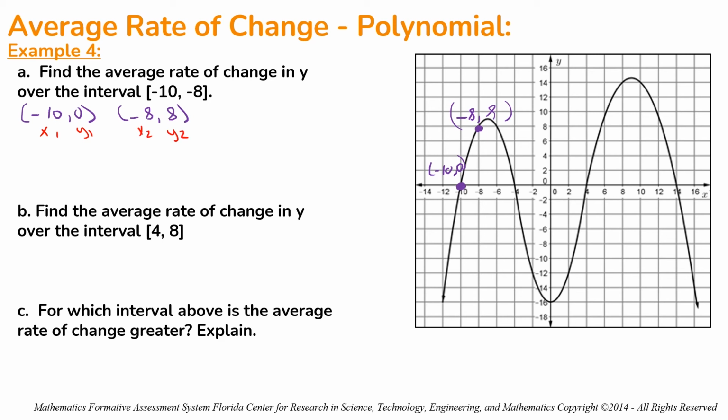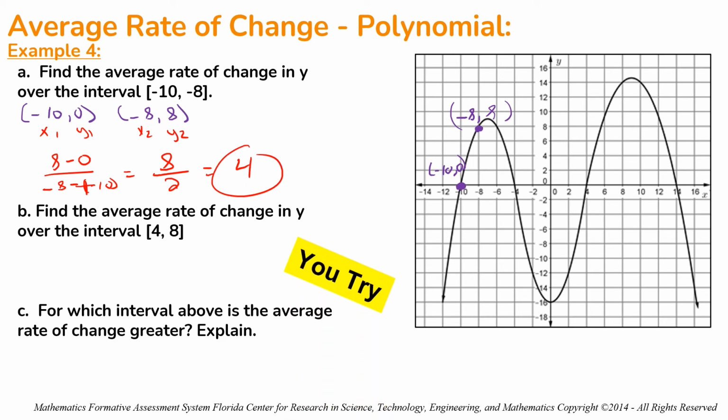Plugging it in, we get 8 minus 0, or using our rate formula, 8 minus 0 over negative 8 minus negative 10. So 8 minus 0 is 8, and we know that negative 8 minus negative 10 is going to be plus. We got that double negative. So negative 8 plus 10 is a positive 2. So our average rate of change from that interval from negative 10 to negative 8 would be 4.